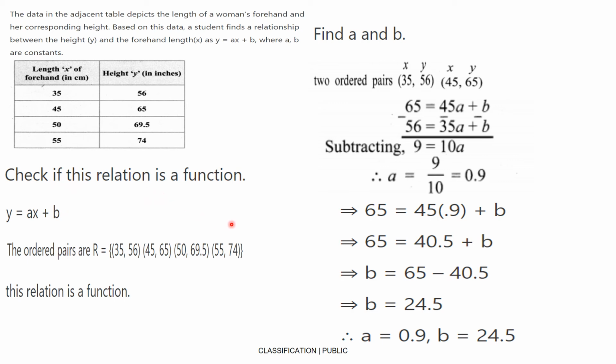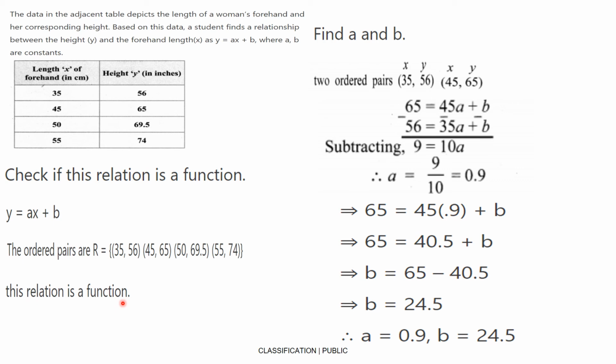So here, what are the ordered pairs? 35, 56; 45, 65; 50, 69.5 and 55, 74. So for x belonging to X, there exists only one y belonging to Y. There is only one image in Y. Therefore, it is a relation. Our condition is that, so here that condition is satisfied. Therefore, this relation is a function. Clear? Shall we go to next?